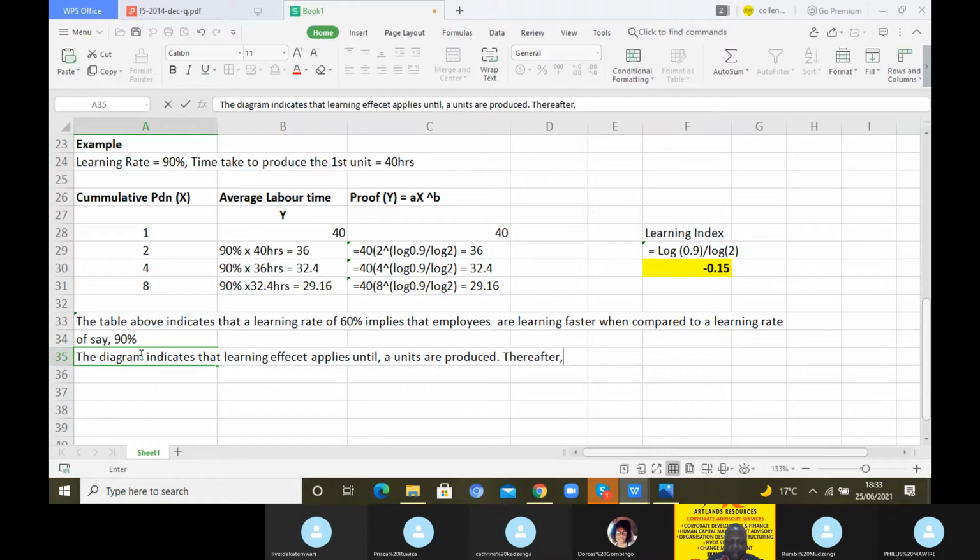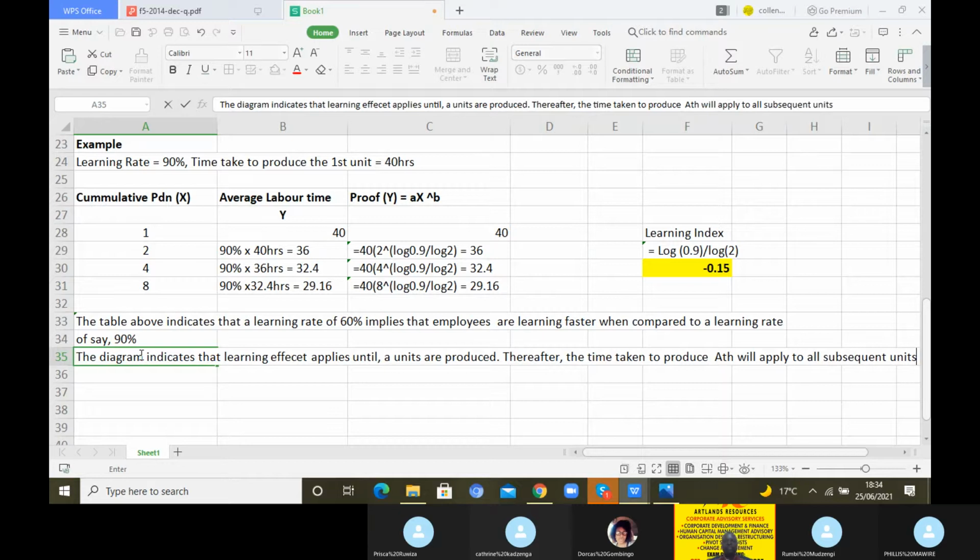Thereafter, the time taken to produce the eighth unit will apply to all subsequent units. Now, you may ask and say, what do you mean?